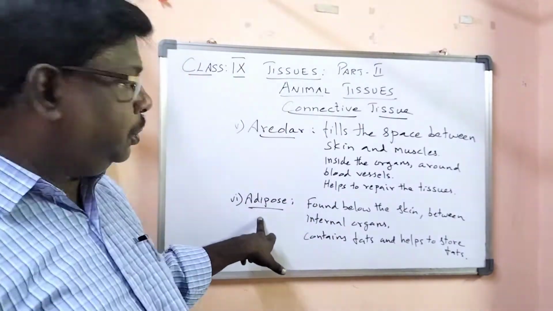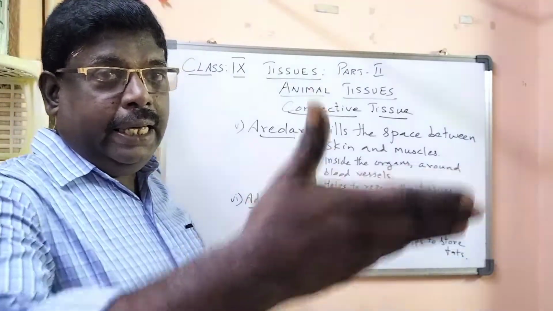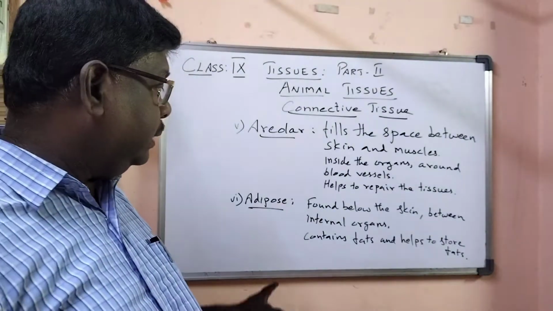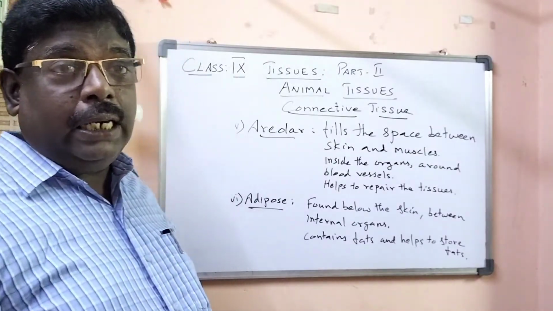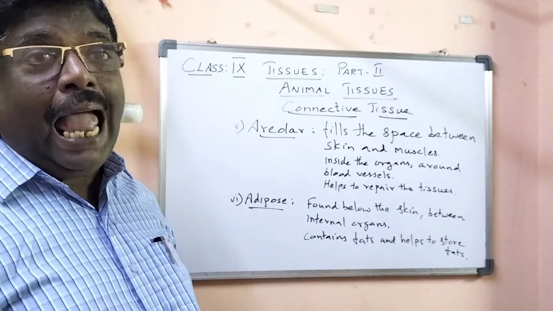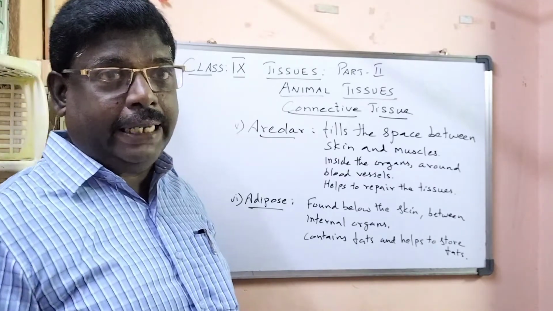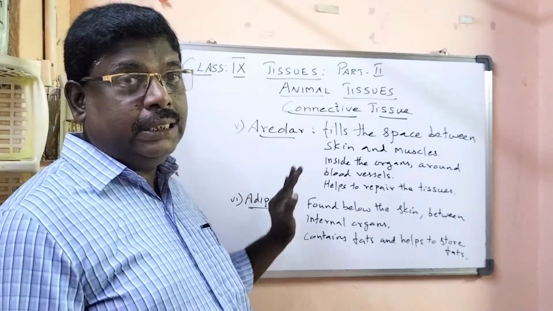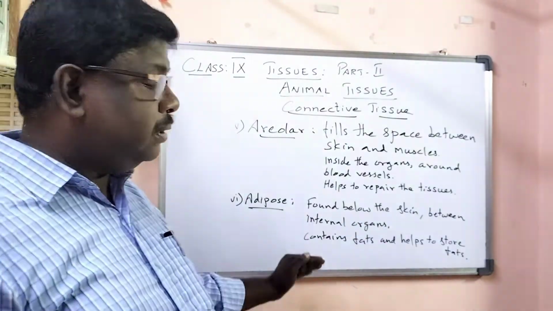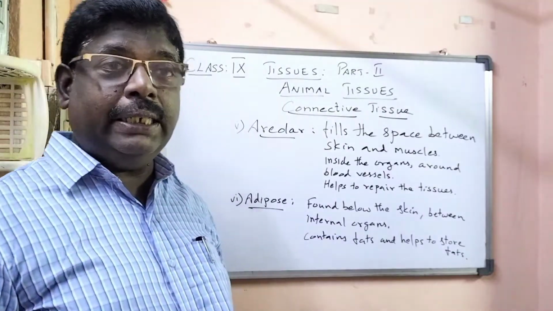Then adipose tissue is found below the skin. In our body, the layer next to the skin is adipose tissue. It is also seen between the internal organs. Adipose tissue contains fat and helps to store fat, and it acts as an insulator in our body because it stores fat. Beneath the skin it is present, and it is also seen between some of the internal organs.